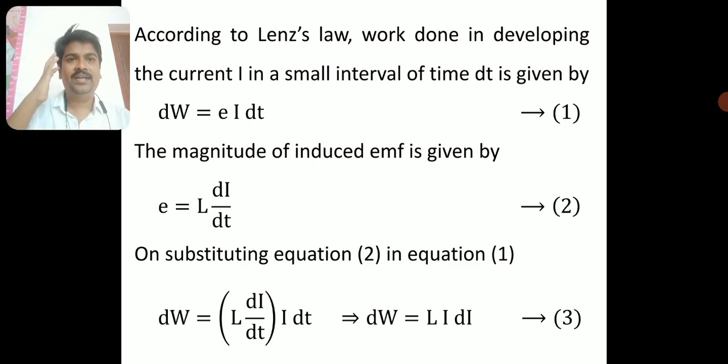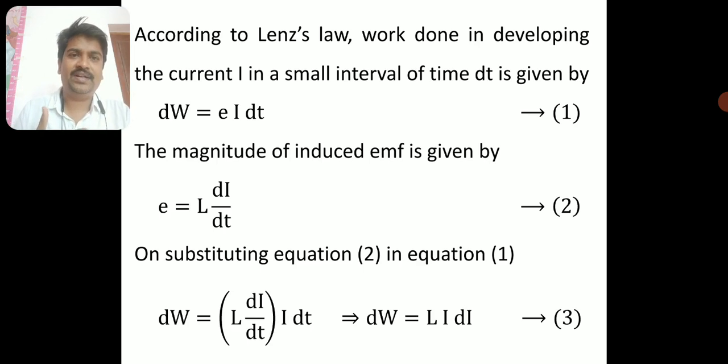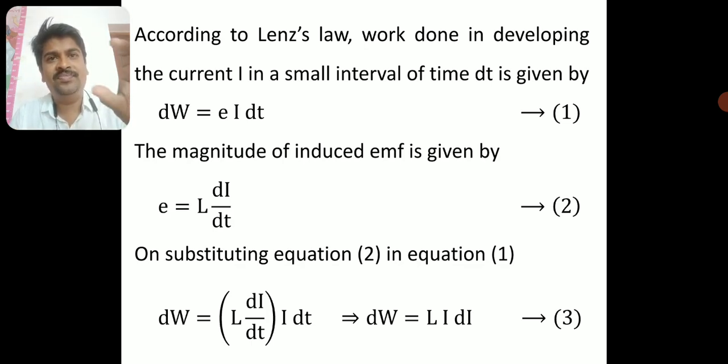Now I know that the magnitude of the induced EMF E is equal to L into di by dt. This is the equation which I derived in my previous video while doing the derivation of self-inductance. Let's call it equation 2. Now this equation 2, the EMF equation, I am substituting in equation 1.